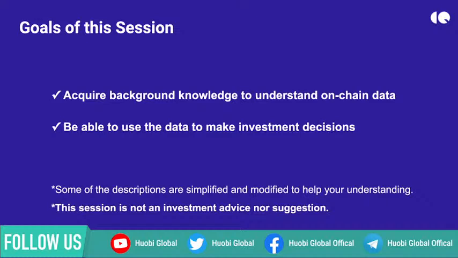For this session, I tried to put as much information as possible. Therefore, some of the descriptions are modified and simplified to help your understanding. So please keep in mind that not all the information is exactly accurate. And most importantly, this session is not investment advice, nor any suggestion to buy anything. So keep that in mind and let's get to the beginning.